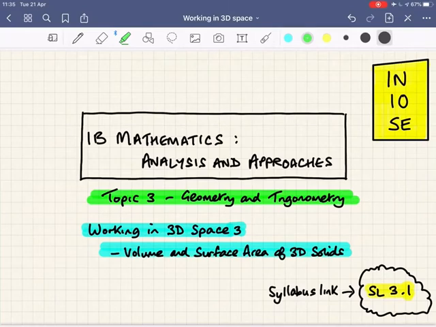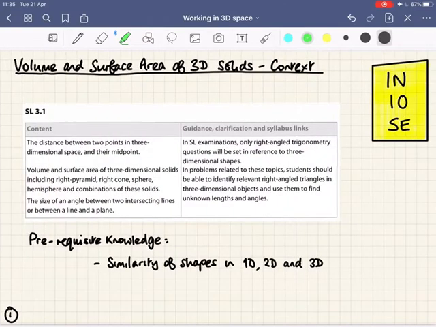Hello and welcome to this IB Maths Intense session, part of our topic number 3, geometry and trigonometry. This is all about volume and surface area of 3D solids, and this is something that has appeared on the specification for the new IB Maths spec, and you can see there SL 3.1 we're being asked to be able to work with volume and surface area of three-dimensional solids, right pyramids, right cone, spheres, hemispheres, and combinations of these solids. It sounds really quite a scary topic.